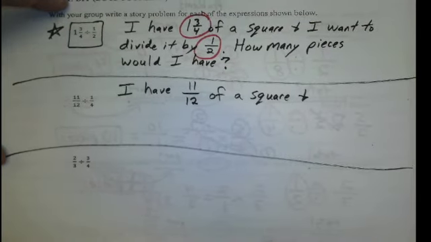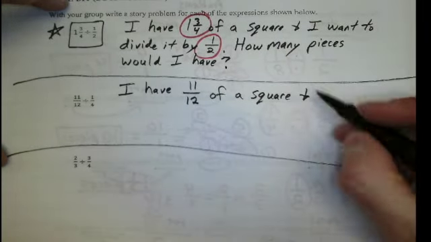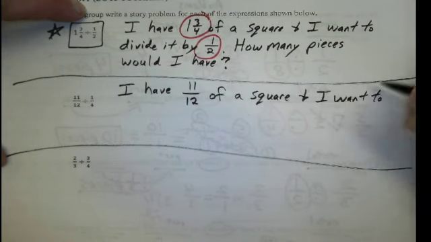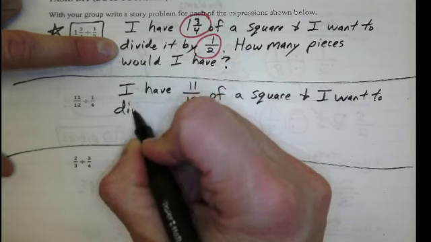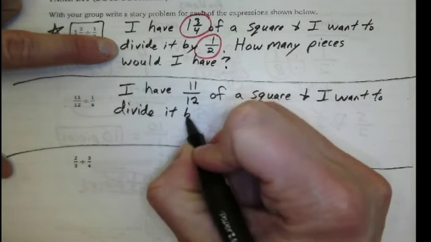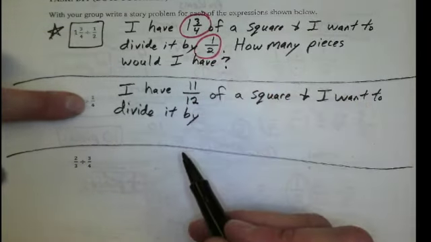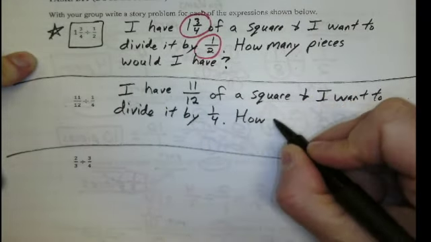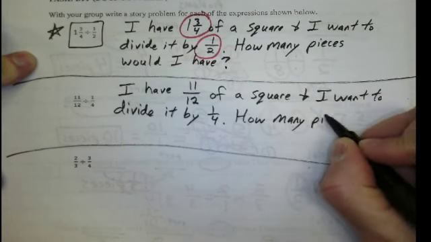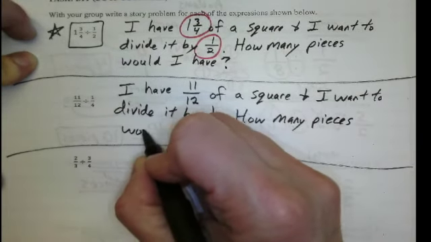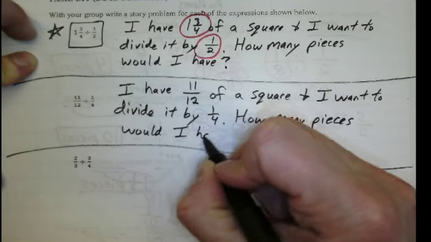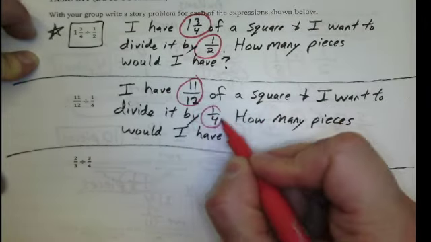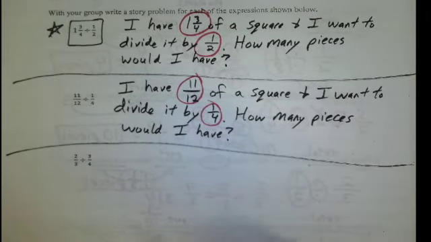So saying it is another way to remember. I have 11/12 of a square, and I want to, and I'm writing it the same way. Go to the next line. Divide it by, instead of 1/2, now I'm using the 1/4, period. How many pieces would I have? And you can circle your total and your part and go ahead and solve the last one.